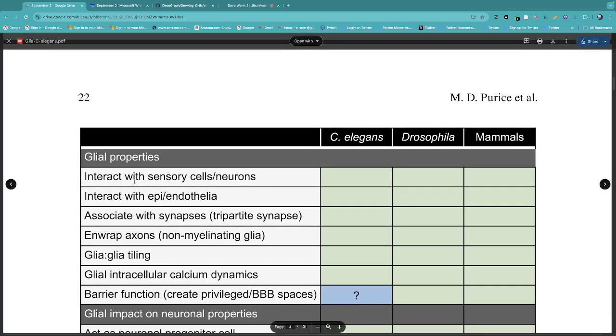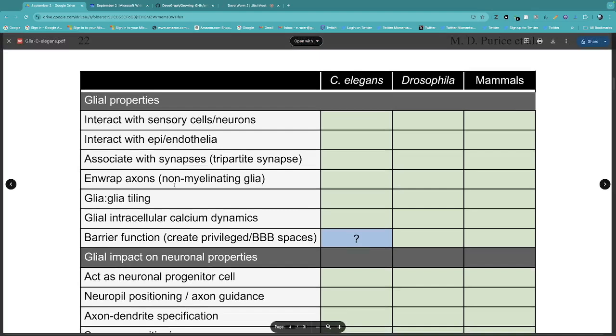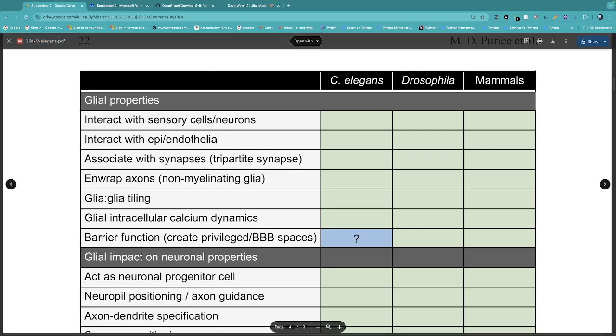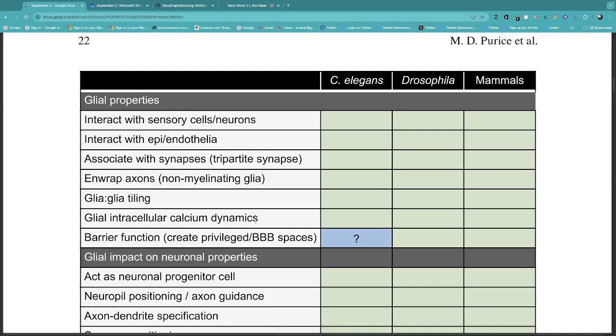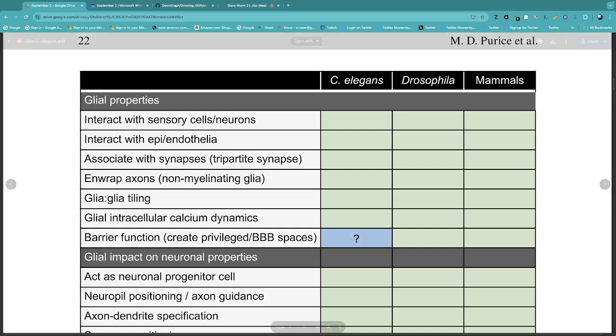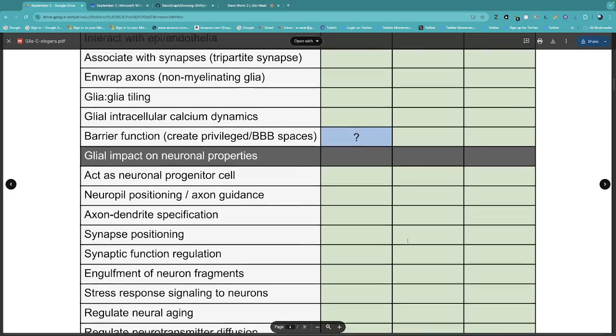So these glial properties interact with sensory cells, neurons, that's true of all these model organisms. Interact with epithelia or endothelia, that's true of all the model organisms. Associate with synapses, neuropil, axons, glia tiling. The glia tiling is the organization of glia throughout the nervous system. Glia intracellular calcium dynamics, barrier function, very privileged BBB spaces. Now in C. elegans, we don't know if that's true, but in Drosophila and mammals, we know it's true.